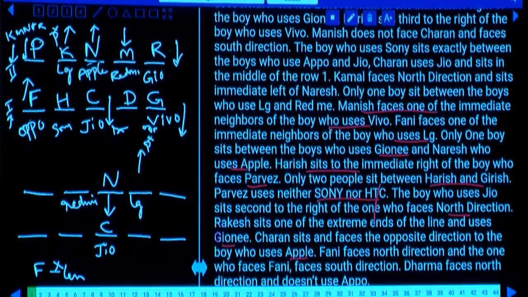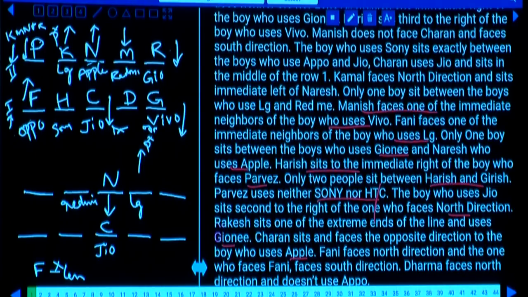Manish sits to the immediate right of the boy who uses Geo, and Hari sits third to the right of the boy who uses Vivo. Manish does not face Charan and faces south. The boy who uses Sony sits exactly between Apo and Geo. Charan uses Geo and sits in the middle of row 1. Kamal faces north and sits to the immediate left of Naresh. Only one boy sits between LG and Redmi.